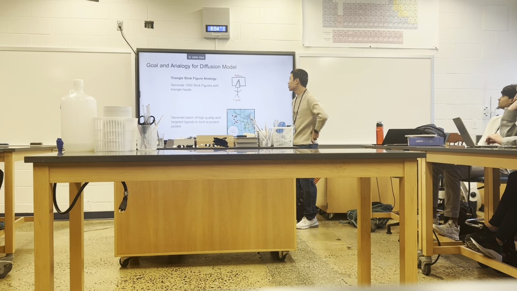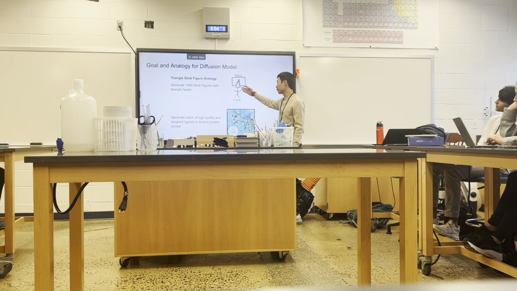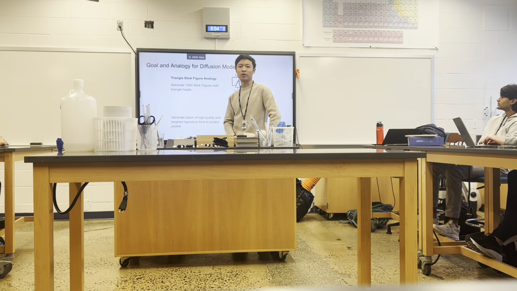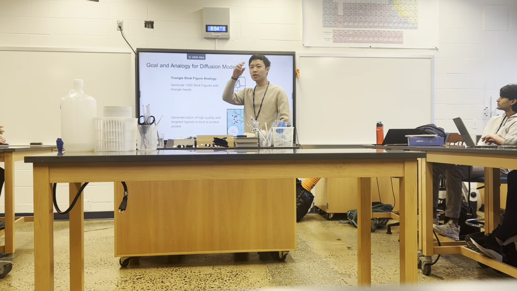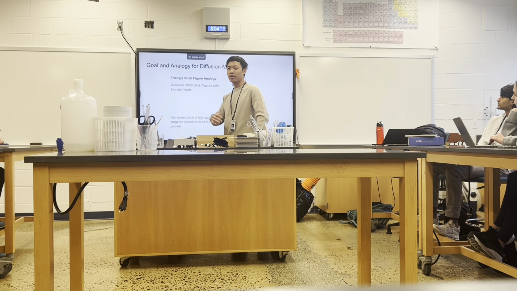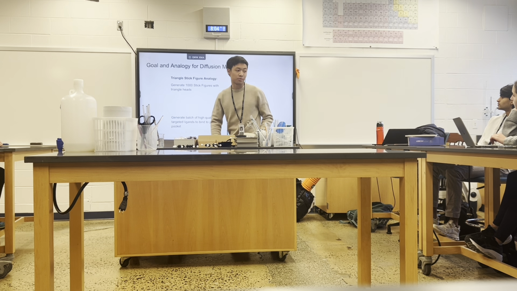So I'm going to propose a little analogy for diffusion to help explain. Imagine you have to generate 1,000 stick figures with triangle heads. This triangle head kind of represents the characteristics of how the ligand should bind to the protein. Now, if you were to generate by hand and try to code an algorithm that says, I'm going to draw the triangle and then I'm going to draw the characteristics of the stick figure, you're going to probably run out of variations to draw. So instead, we're going to try to generate it through diffusion, which is adding noise and subtracting noise.